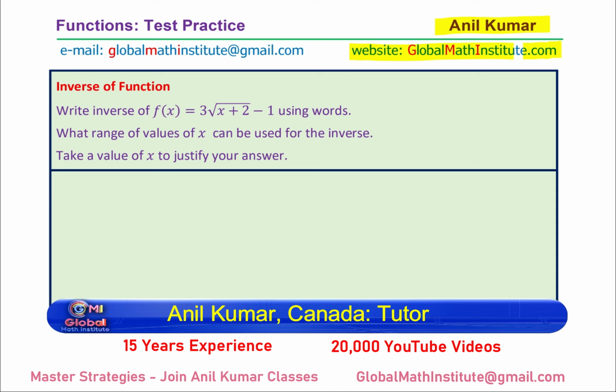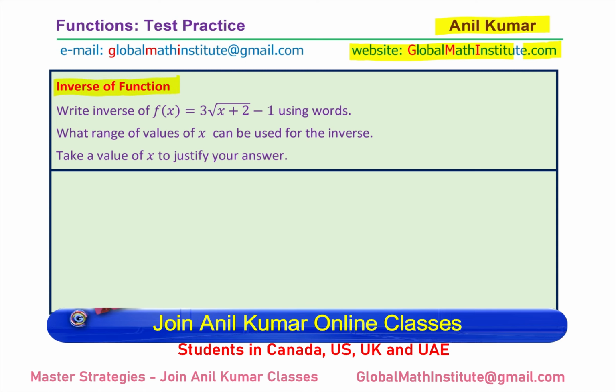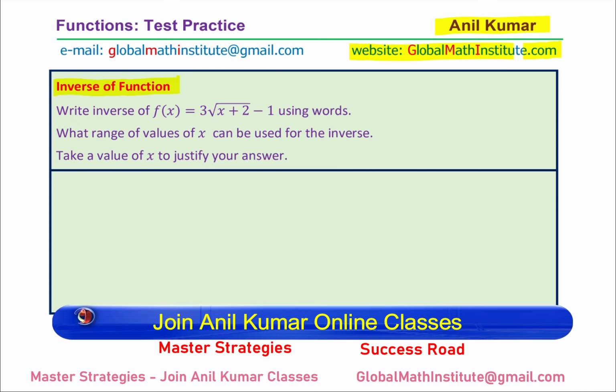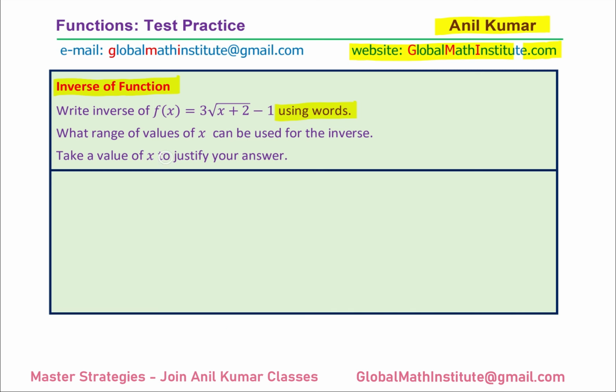In this video, we will find inverse of a function using just words, not algebraically. So the question here is, write inverse of f of x equals to 3 square root of x plus 2 minus 1 using words. What range of values of x can be used for this inverse? And take a value of x to justify your answer. So these are the parts of this particular question. I'd like you to pause the video, answer the question, and then look into my suggestions.